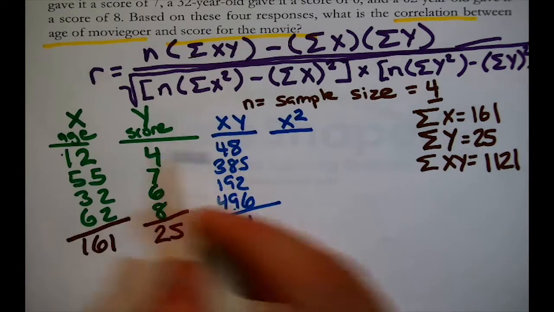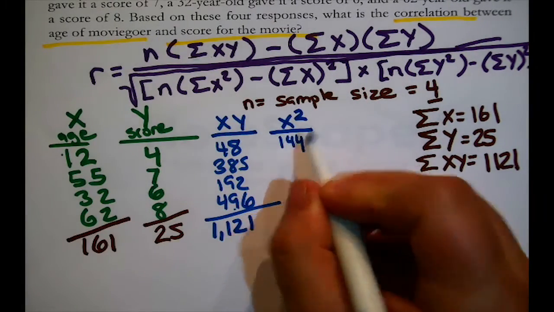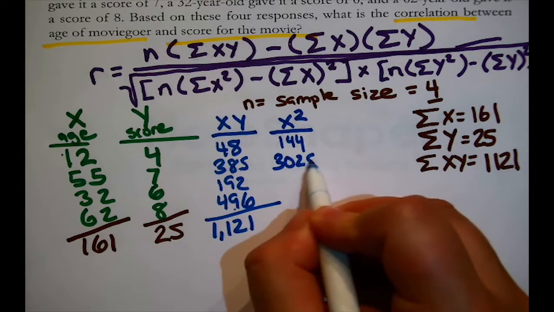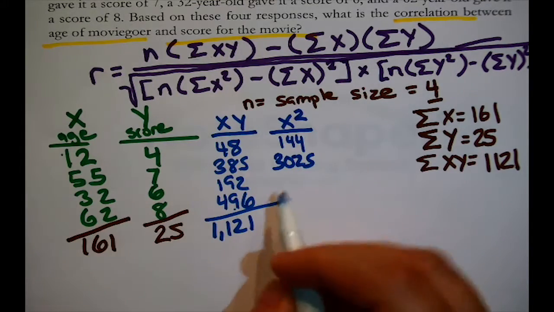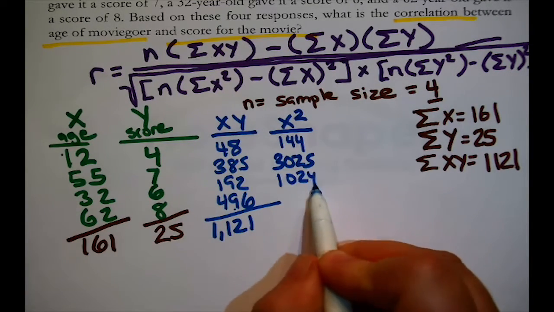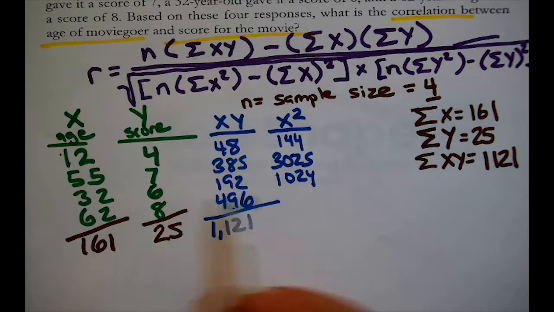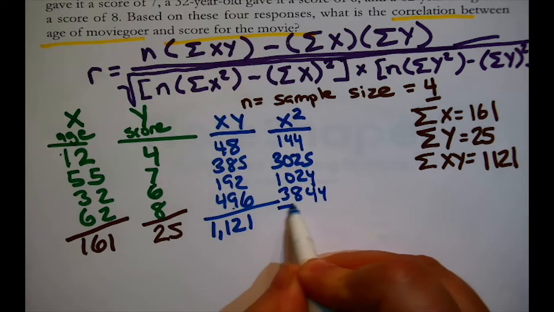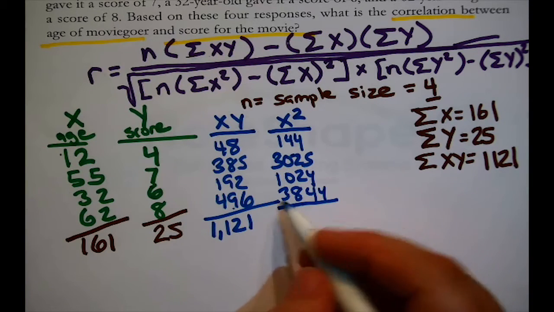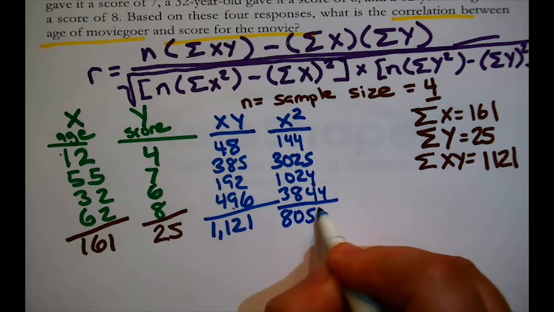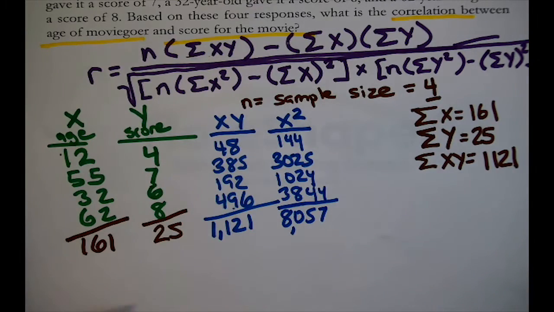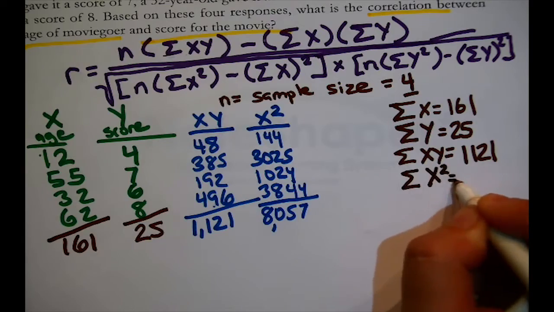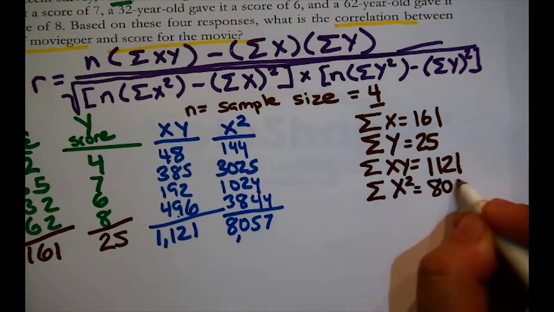So 12 squared is 144. 55 squared, I get 3,025. 32 squared, I get 1,024. And 62 squared, 3,844. We did that because we wanted to know what they totaled up to. I get 8,057. So I will just add that to the inventory. Found that puzzle piece, 8,057.